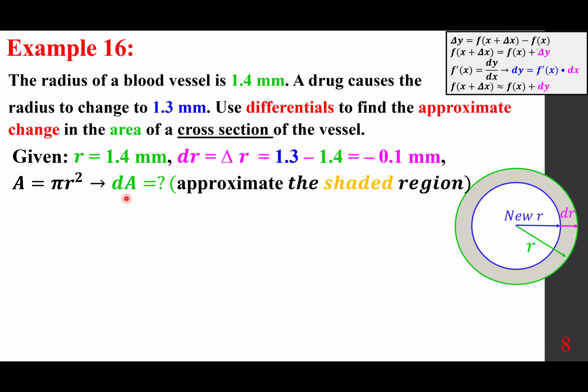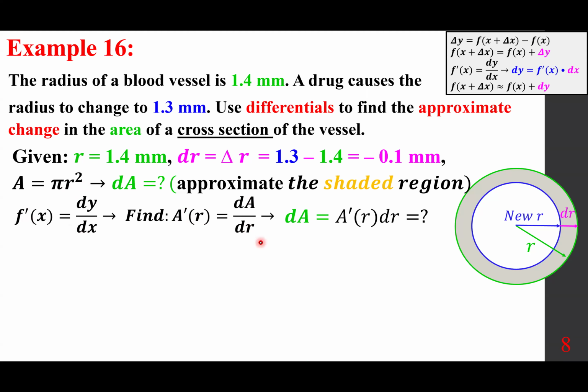And in order to find the A, reminding everyone f prime is dy dx, that means dy is f prime of x dx. So A prime of r is dA dr. That means dA is the A prime of r, see, dy is the product of these two, dA is the product of these two. So first we're going to differentiate and find the dA dr or A prime of r.